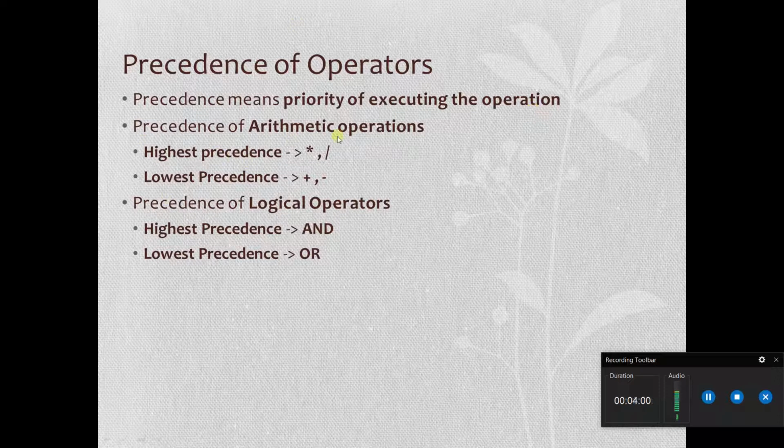So precedence of arithmetic operators is, multiply and divide both have highest priority. So both operations are performed first. Addition and subtraction both have lowest priority.